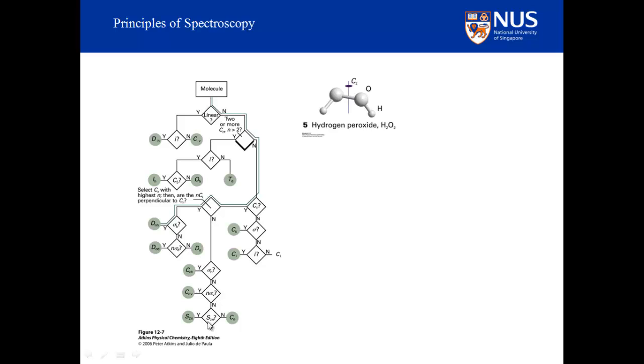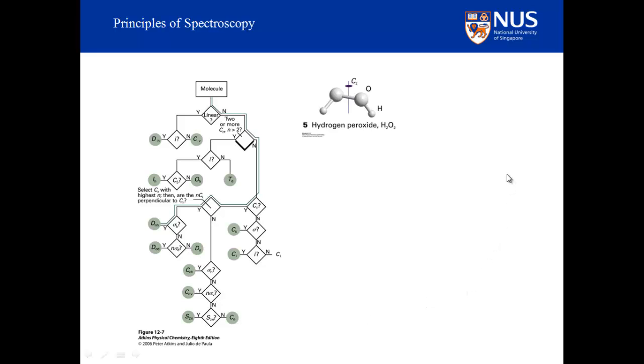Does it have any improper rotations? Well, again, the answer is no, and so I go here. So therefore my hydrogen peroxide belongs to the CN point group, and we've identified that n is equal to 2, so it belongs to the C2 point group.